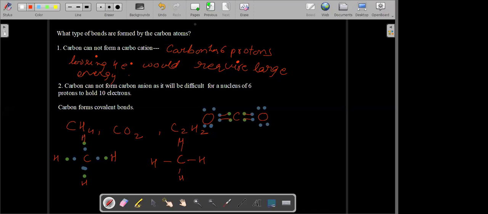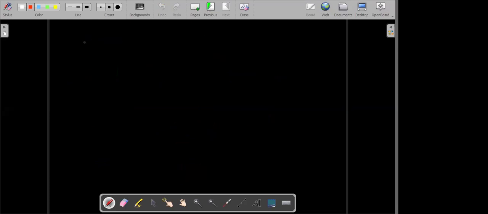Okay, now try to make the structure of C2H2. Let's see who can make this. Try to make C2H2. Once you make this, we'll be ending the class with this C2H2.